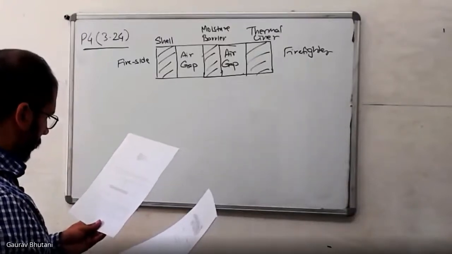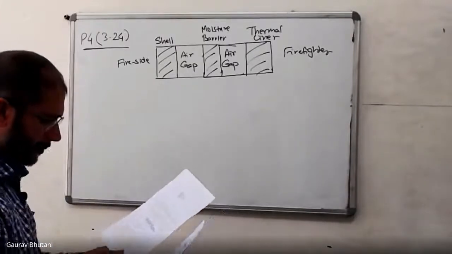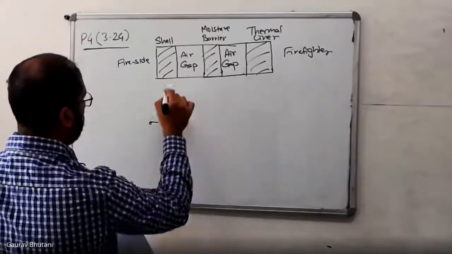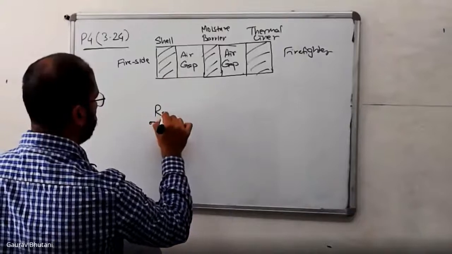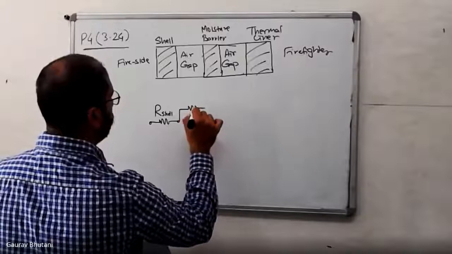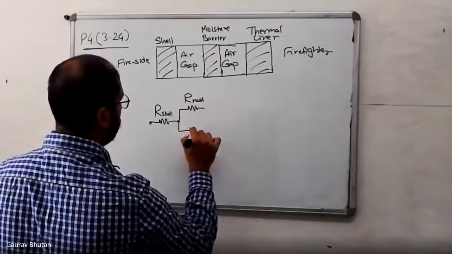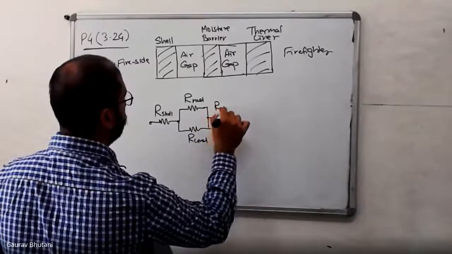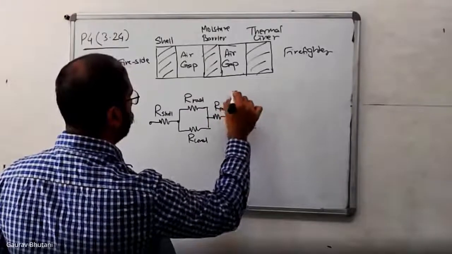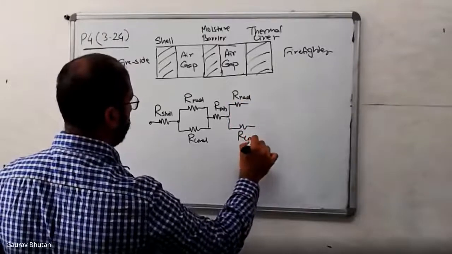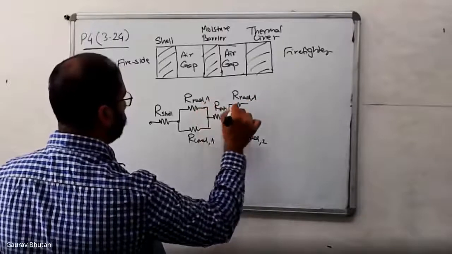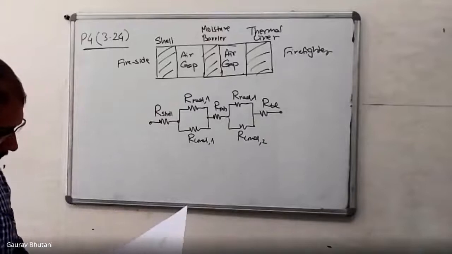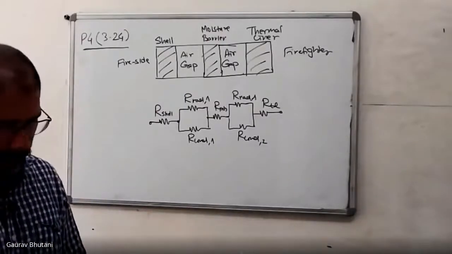Problem part A says represent the turnout coat by a thermal circuit. So again, quite straightforward. You have a shell resistance, and this is purely due to conduction. So this is R shell, and then a part of it goes as radiation, and a part of it goes as conduction in the air gap. Then again you have an R moisture barrier, which then splits into two resistances in parallel, one the radiation and one the conduction. Let's call them 1 and 2 because they may be different. And then you have your R thermal liner. All right, so that's your net circuit that you have here.